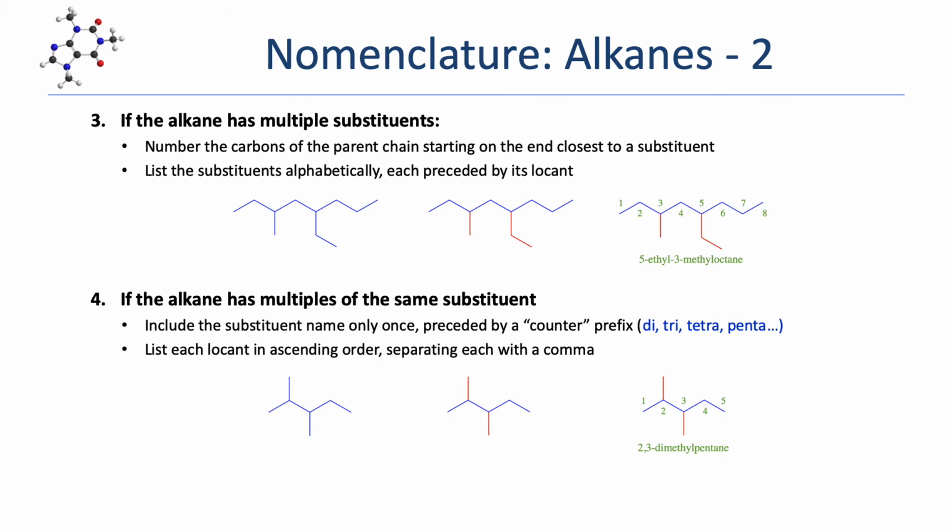And you'll notice there is an extra dash in there. Remember, you always separate locants from letters with a dash, and that's why we have that extra dash between the ethyl and the 3. Now, multiple instances of the same substituent are treated a little differently.